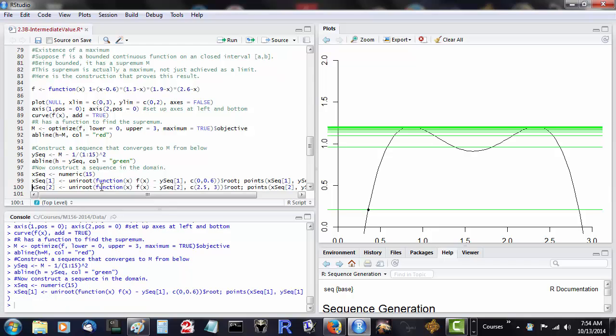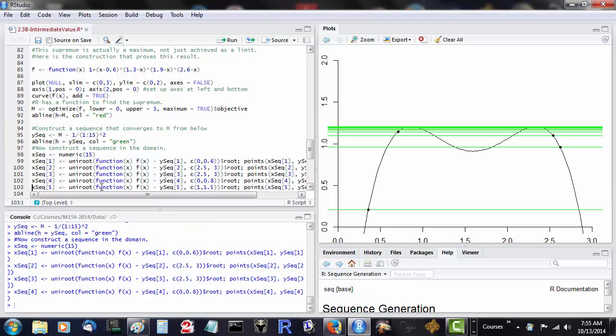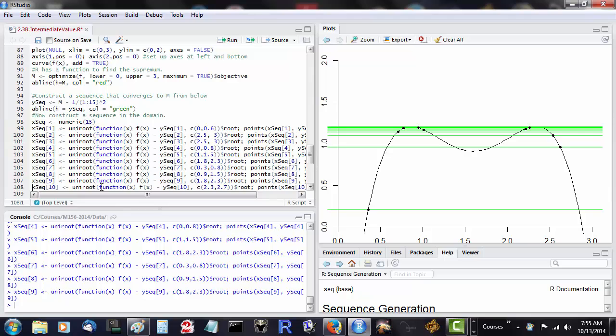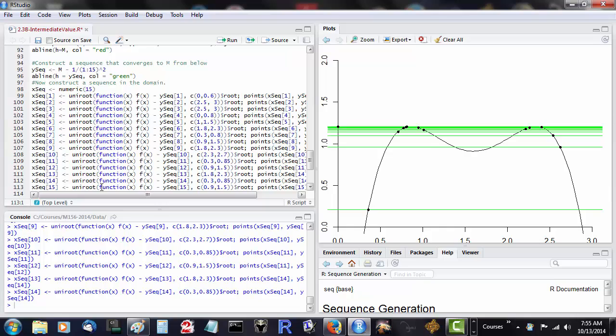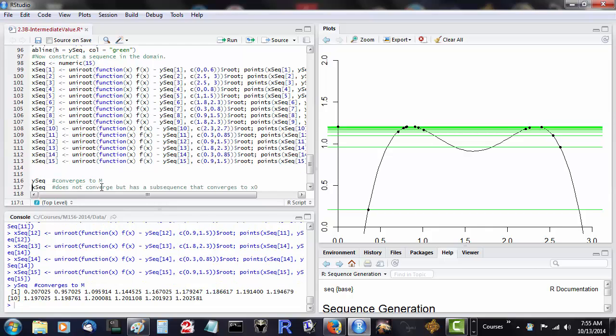I'm using uniroot to find the x values, and I'm doing it rather capriciously. Right there you can see for that second green line I had 4 different choices. I picked one of them rather arbitrarily. There's another one. There's another one. So bouncing around, we get a bunch of points in the domain. Now, the sequence in the codomain clearly converges to the supremum.